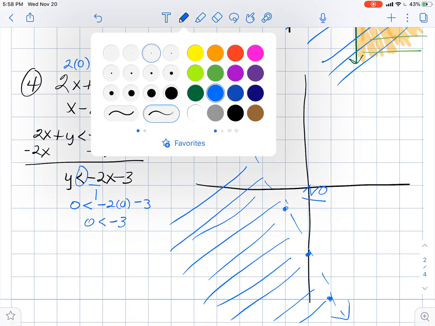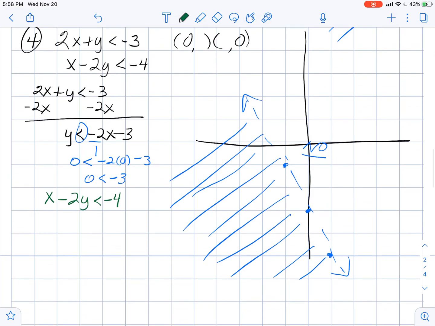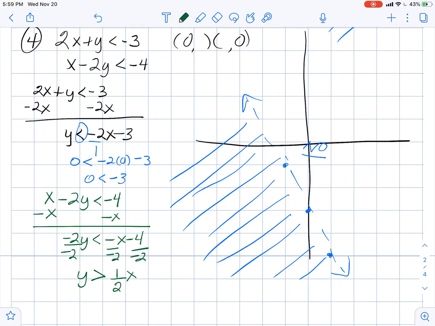Now I'm going to go ahead and do the next one. So it is x minus 2y is less than a -4. So I'm going to solve it for y. I'm going to move my x over. And then divide by a -2. Now don't forget, when you divide by a negative and we're doing inequalities, we've got to flip the sign. This is 1/2 because I've got 2 negatives. And then I've got a -4 and a -2, which is a +2.